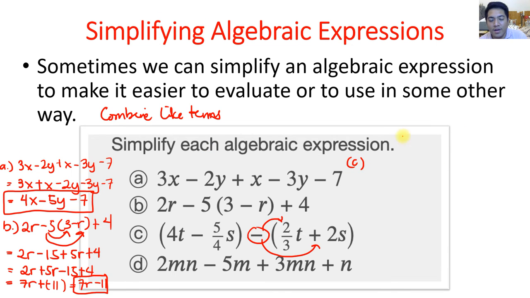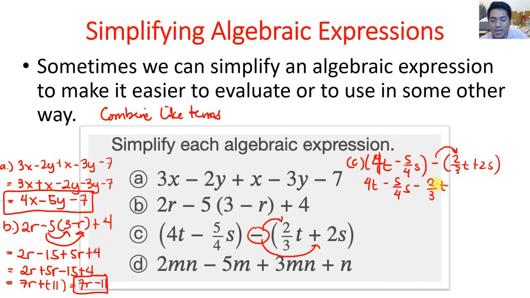For letter C, obviously, we have to distribute the negative sign. We have (4t minus 5) all over 4s, then minus (2/3 t plus 2s). So distribute the negative sign. So you have 4t minus 5 all over 4s, then you have negative 2/3 t, and then you have minus 2s. So combining like terms, I have 4t minus 2/3 of t, then I have minus 5/4 of s minus 2s.